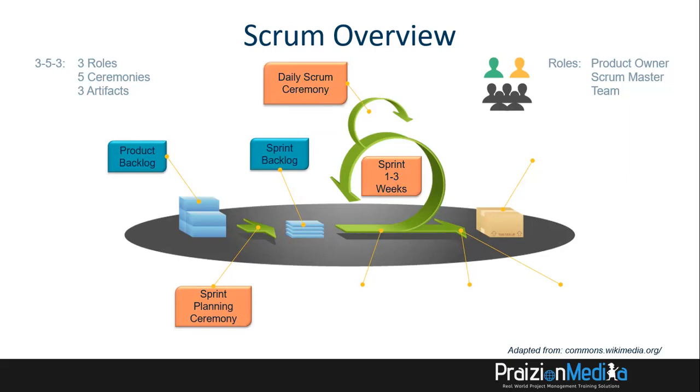But the bottom line is in the sprint, we have a daily Scrum ceremony where we have a short 15-minute stand up meeting to better understand how to get things to done. In the middle of the sprint, we'll take a look at the product backlog again and refine it. And the product owner is a role that does this.